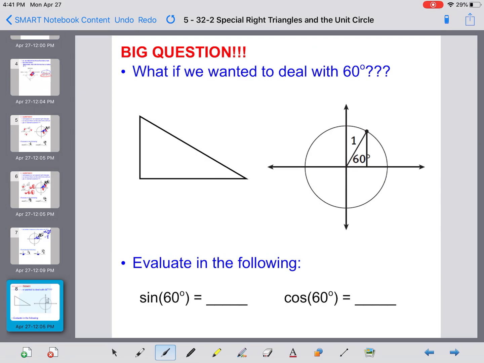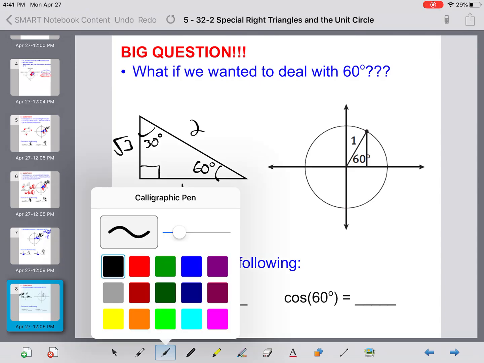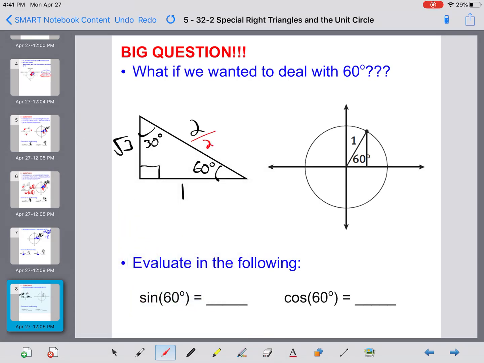Now let's do this. What if we wanted to deal with a 60-degree angle? So look at this picture here, 60 degrees in standard position. Well, if we use the first triangle we looked at, let's flip it here. Let's make this 60 and this 30, and the ratios would be the same. This would be 2, this would be root 3, and this would be 1. So same process. I divide everything by 2, because I want to make that 2 into a radius of 1, and I'm going to get the same triangle.